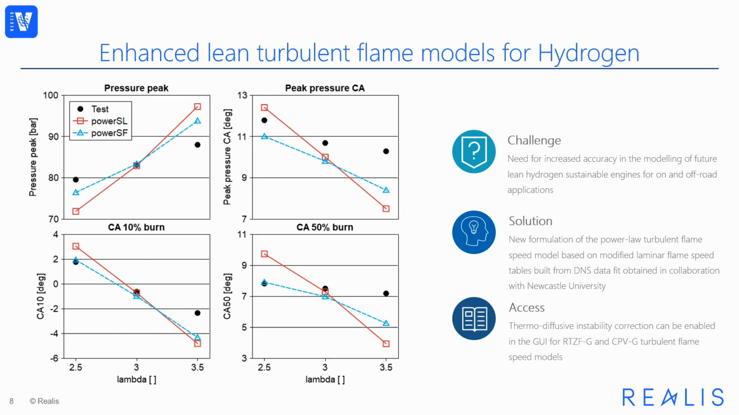Finally, we can look at some key metrics of the combustion, such as pressure peak magnitude, pressure peak timing, 10 and 15% burn, where it can also be seen that the new formulation improves the prediction consistently. This highlights the key strength of the new approach in capturing the changing influence of the thermodiffusive instability across a range of conditions, leading to a much more robust and accurate prediction.